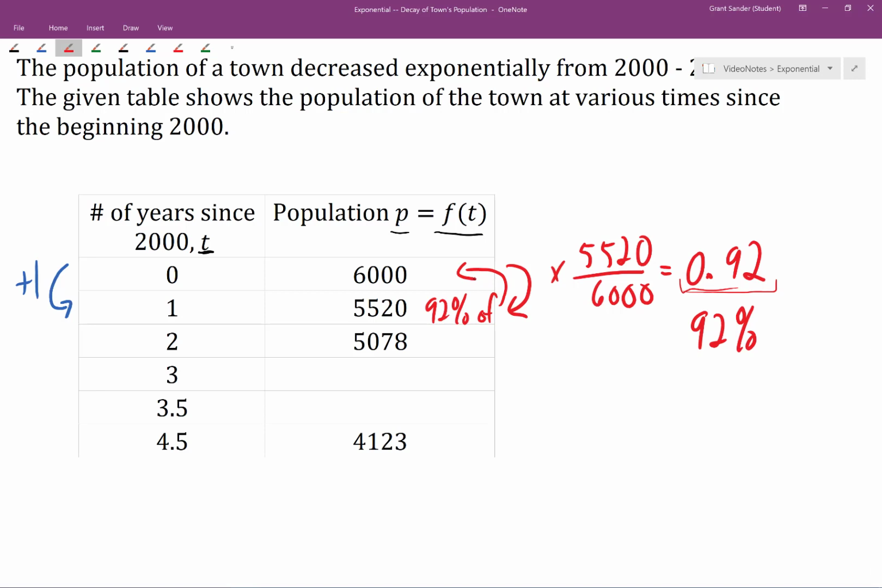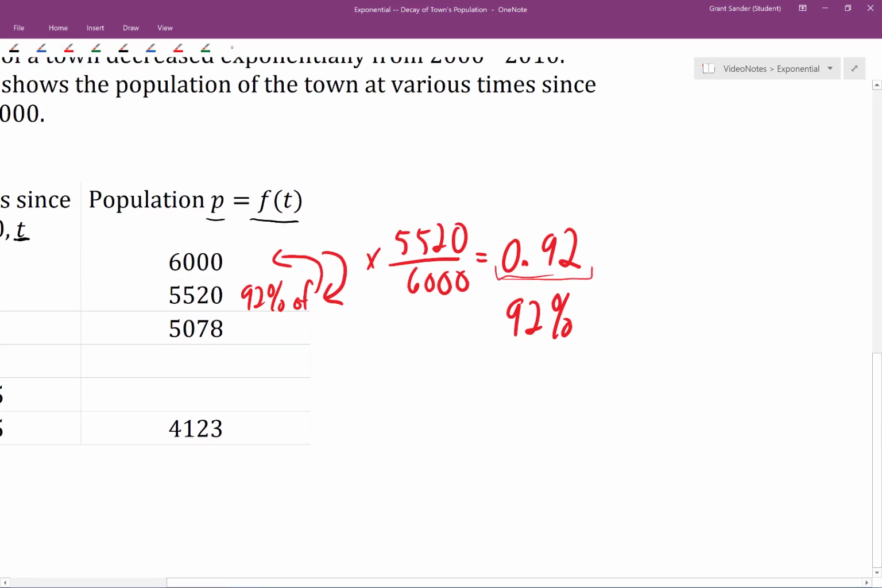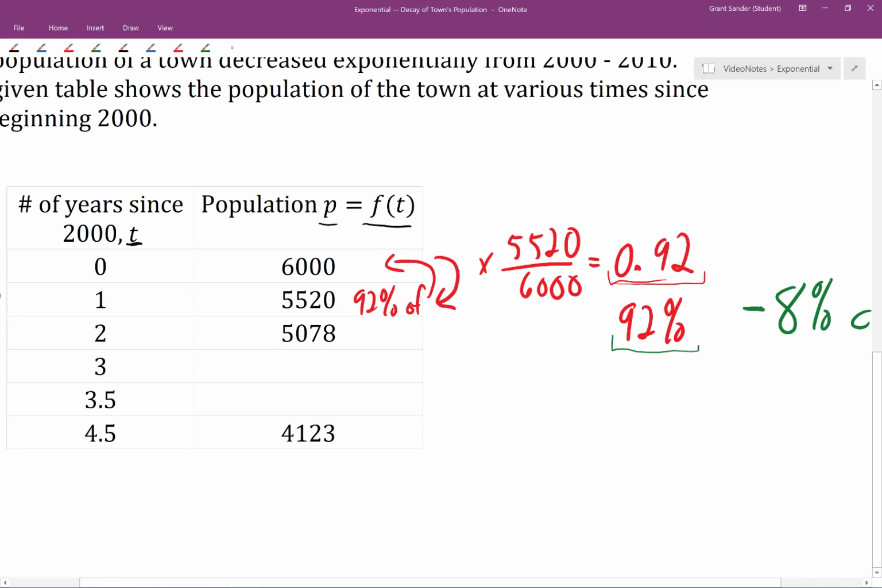Now, if the population at the end of a 1 year interval is 92% of the population at the beginning of the interval, then we lost 8% of the population. So in this case, if we only keep 92% and we started with 100%, we actually lost 8%. So we have negative 8% change. So each year that passes, the population changes by negative 8% because we're only keeping 92% of the population.